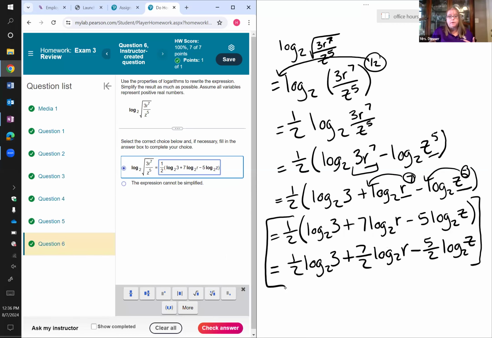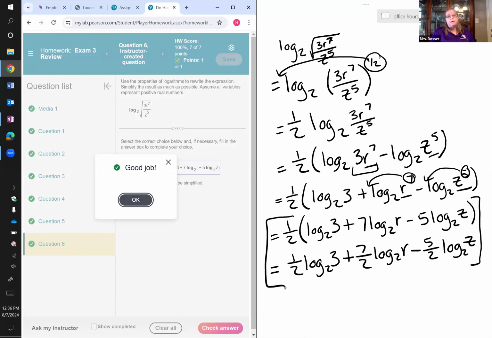And this was the first way without distributing the 1/2. As long as we have the parentheses there, that one works as well.